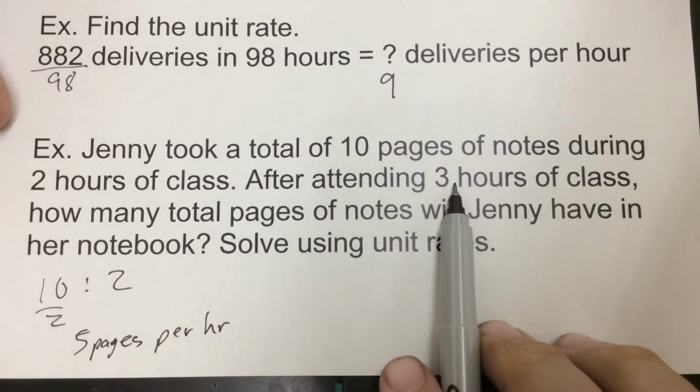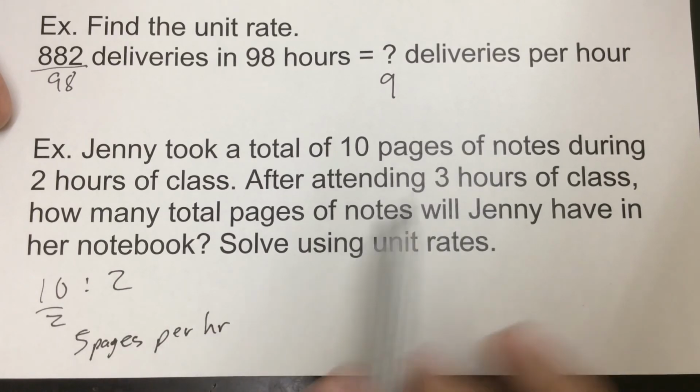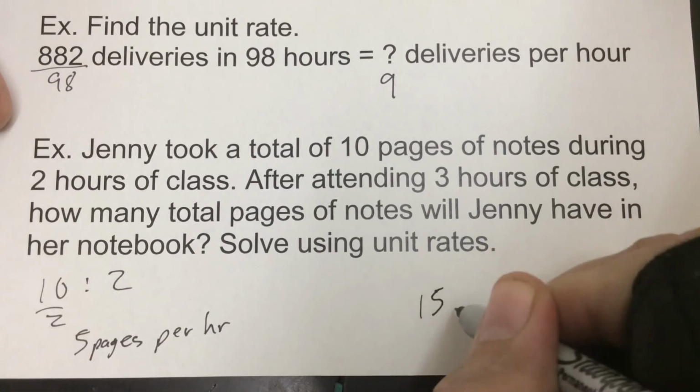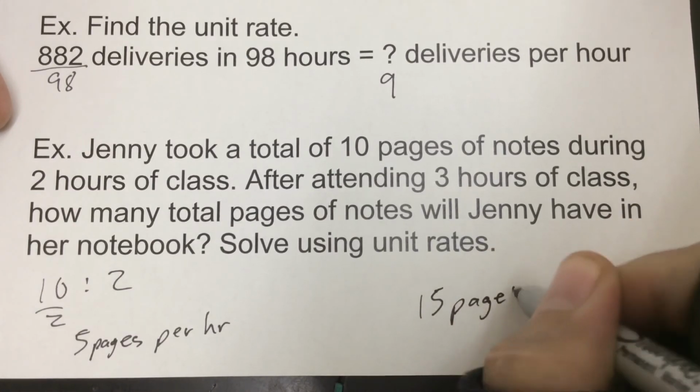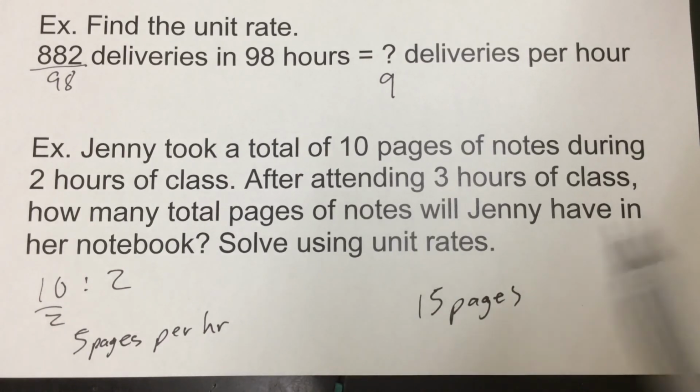So we know if we're doing 3 hours, each hour is 5 pages, then we can multiply this. So 3 times 5 then to get to our 3 hours would be 15 pages. So use the unit rate to get how much it is per hour, and then we just multiply by how many hours it was. Okay.